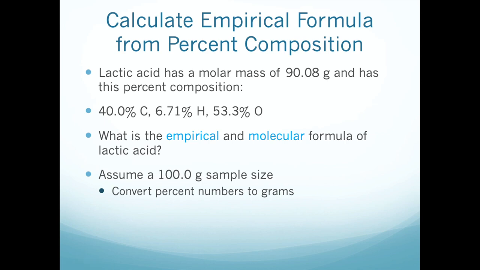The easiest way to deal with these numbers, since you're given percentages, is just to assume that you have 100 grams of the material. Because then all that does is take your percentage signs and convert them into grams. Because, well, what's 40% of 100 grams? It's 40 grams, right? 6.71% of 100 grams is 6.71 grams, and so on. So assume you have 100 grams of your sample, and all these percentage signs become grams.